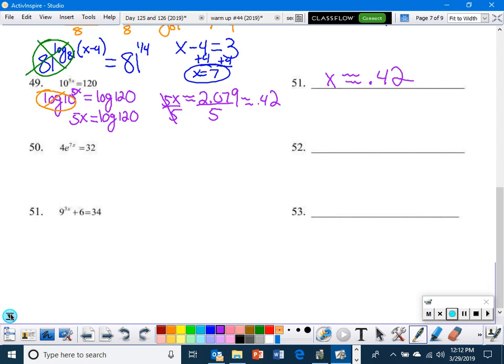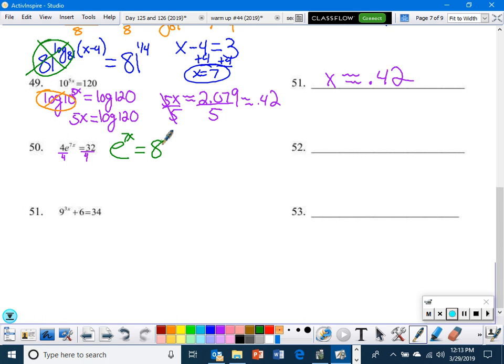So in this one, again, we want to get x by itself. So the first thing, though, on this one is I need to get rid of the 4. So I'm going to divide by 4. So what am I left with? I am left with e to the 7x power equals 32 divided by 4, I believe, is 8.